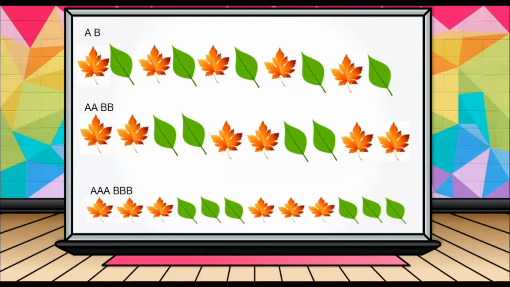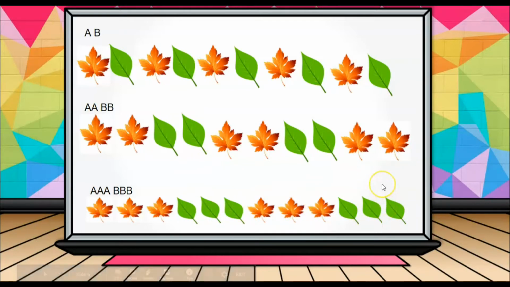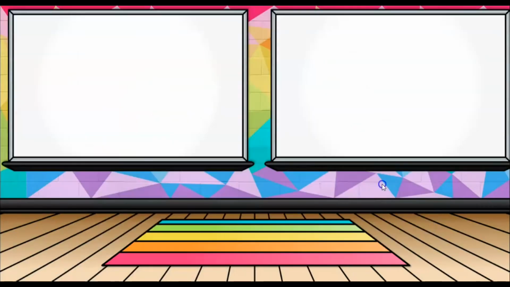And if you really want to be a tricky trickster, you can do an AAABBB pattern. So here I have 3 of the first kind of leaves, 3 of the second kind of leaves. Repeat. 3 of the first, 3 of the second, then I would repeat. And this will make more sense when we look at the project in the next part of our slide.